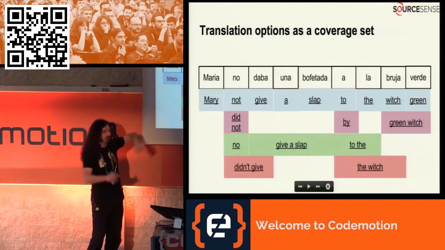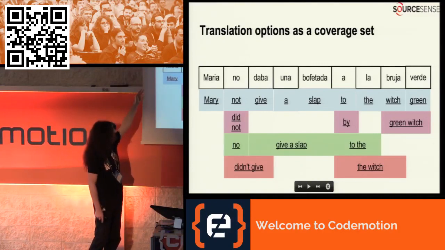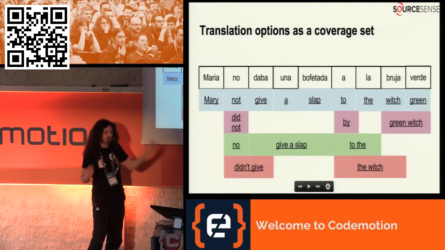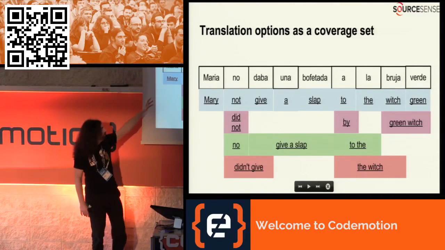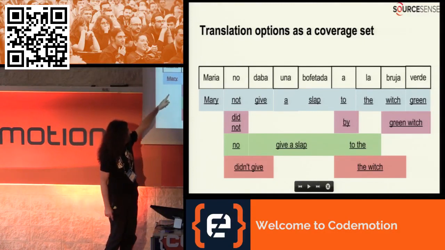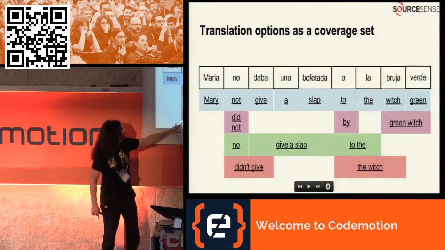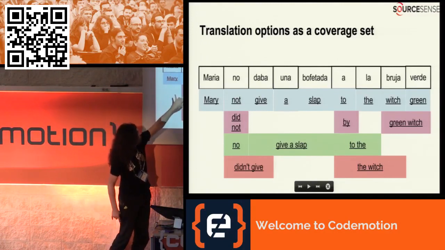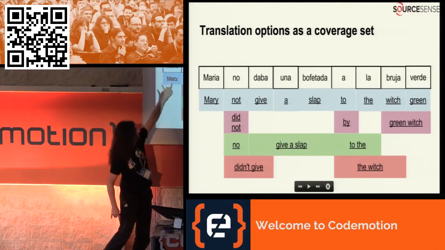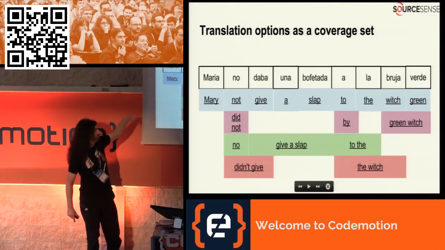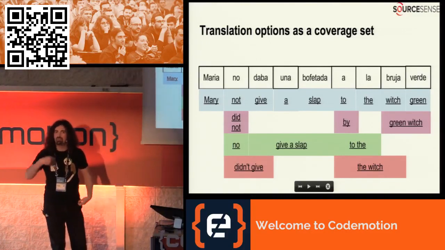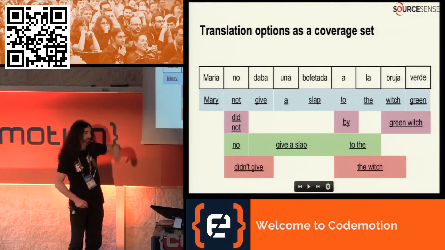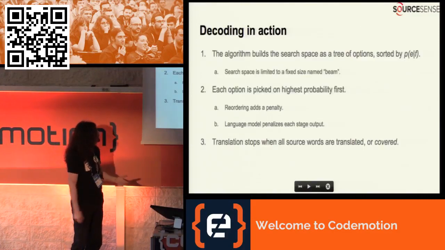in our knowledge base that we've built the alignments, we know that Maria aligns with Mary, because it saw that every time there's a Maria, 100% of times this is Mary. No may align with not, did not, no, or didn't give, but only when no is also with no daba. This aligns with the 2 words. So each one of these options is tagged with a probability that we computed by observing our parallel data. So each one has a probability in it.